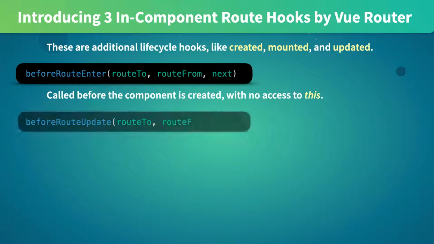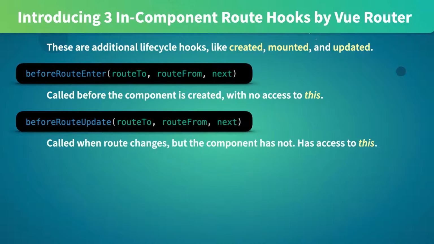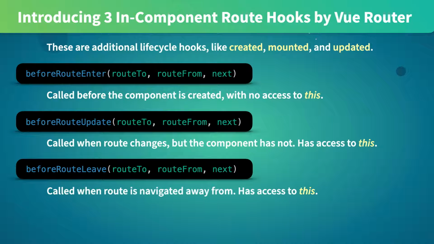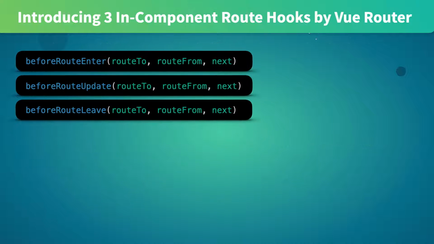Then there's the beforeRouteUpdate hook. This is called when a route changes, but the component it's using has not. And it does have access to this. Lastly, there's beforeRouteLeave, which is called when a route is navigated away from, and does have access to this. I'll give you an example of how to use each of these in this lesson. But first, let's take a look at these parameters.